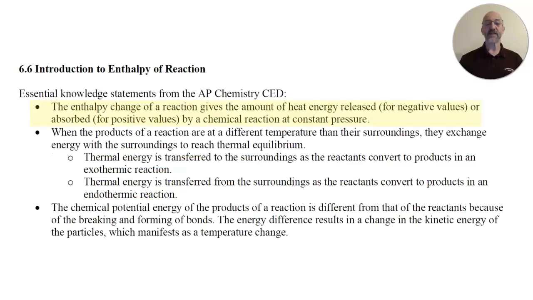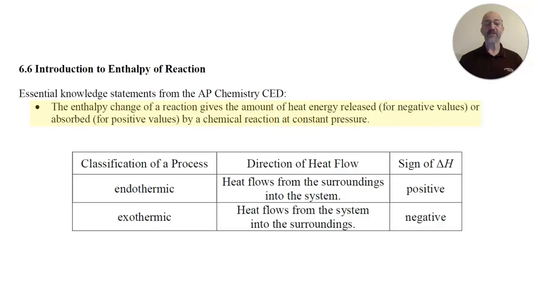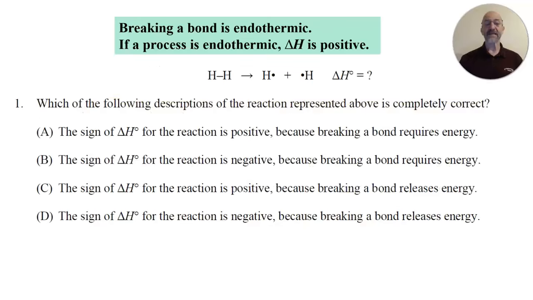Now, with respect to the sign of delta H, this goes back to topic 6.6, Introduction to Enthalpy of Reaction. The enthalpy change can be negative when heat energy is released, or positive when heat energy is absorbed. So to summarize, if you have an endothermic process, then the sign of delta H is positive. On the other hand, if you have an exothermic process, then the sign of delta H is negative. So we know that breaking a bond is an endothermic process, and if a process is endothermic, then the sign of delta H is positive.